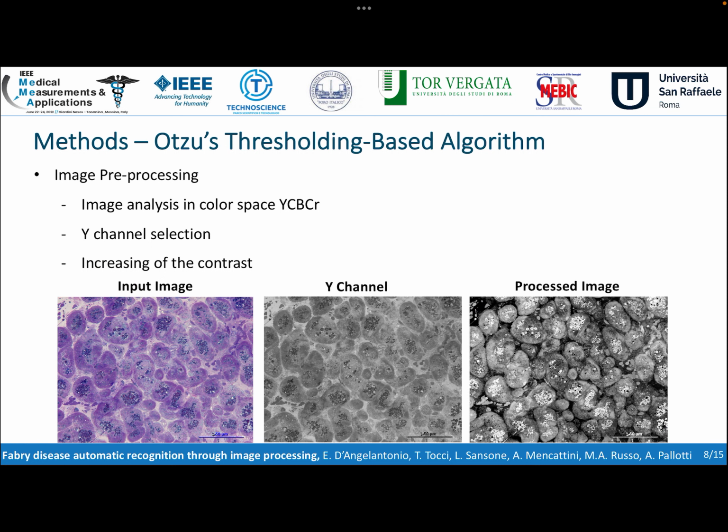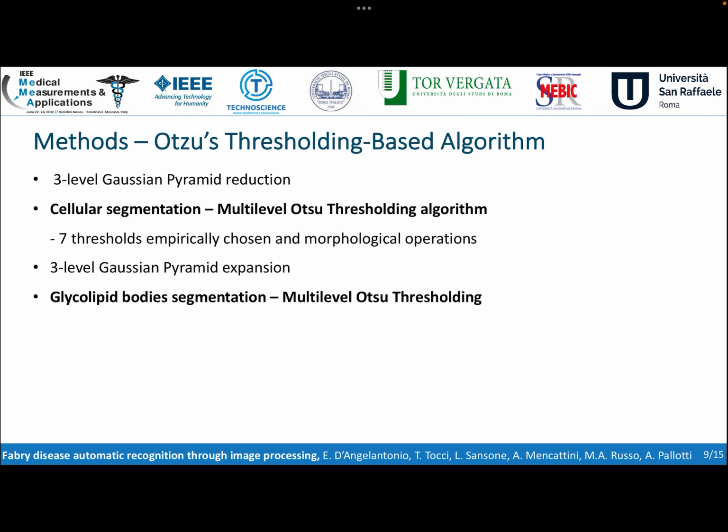So the image is converted into the YCbCr channels, which split the image into three different channels: the luminance Y, the chroma blue, and chroma red channels. As it is possible to observe in the figure, in our case the Y channel showed the best contrast, and so this channel has been chosen for the rest of the processing. Other techniques have been used to increase the contrast.